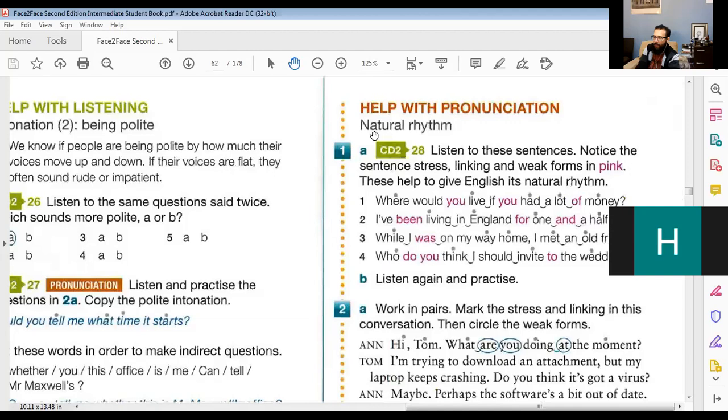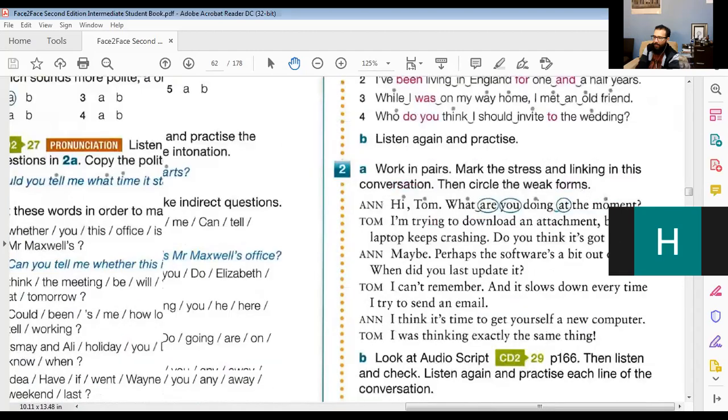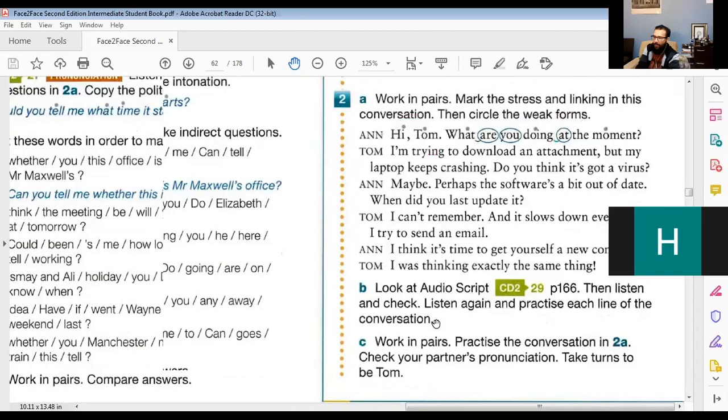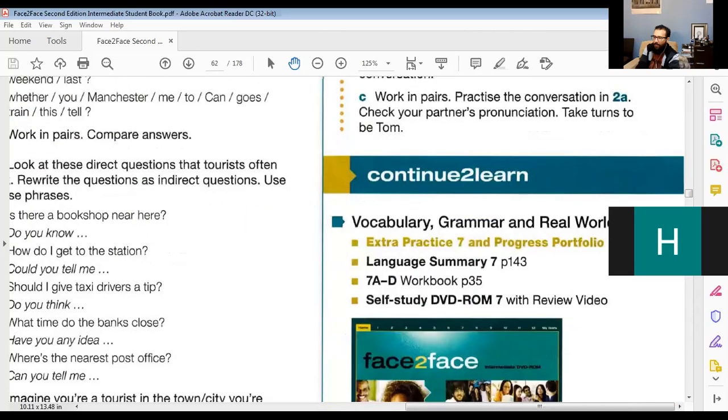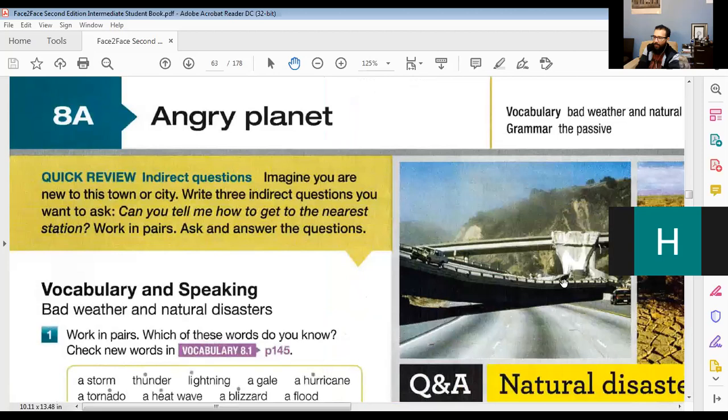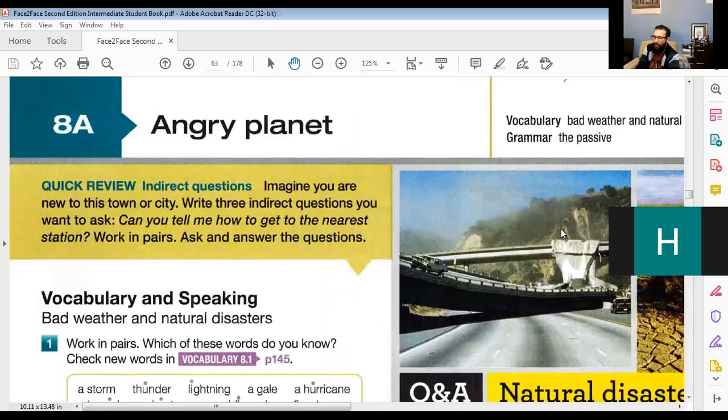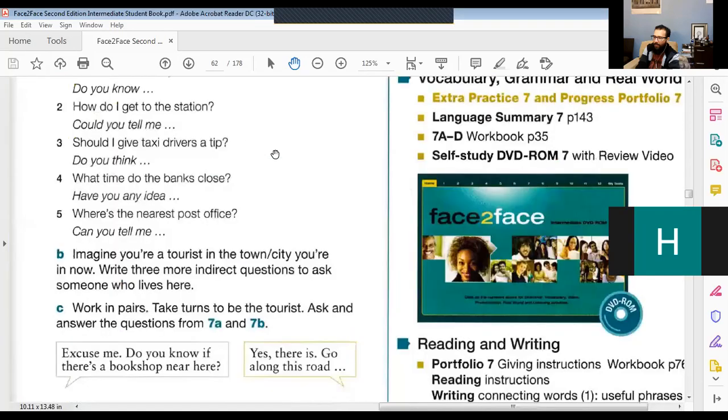Then we're going to talk about pronunciation. We'll talk about rhythm. I'll also tell you what rhythm means. So we'll talk a little bit about this, and hopefully we can also talk about our next topic. What about the order? What order? Because we skipped one, I think.